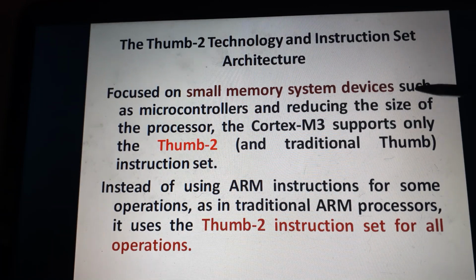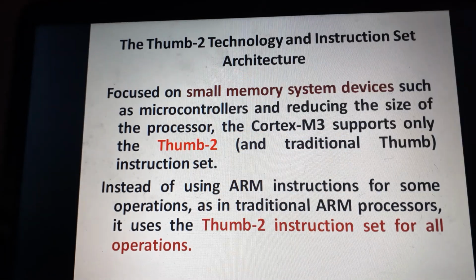The Cortex-M3 supports only the Thumb-2 instruction set. So the Cortex-M3 processor does not support ARM instructions. Only the Thumb-2 instruction set, because we need to reduce the size of the code, because it is suited for microcontrollers, which usually have less memory.